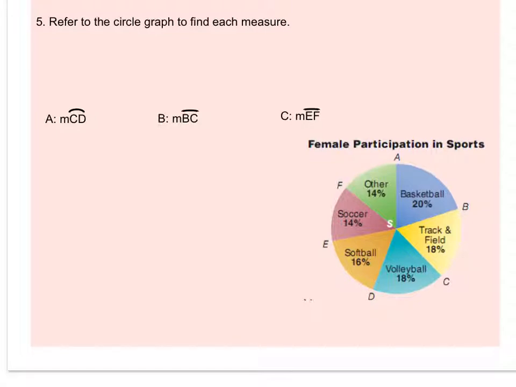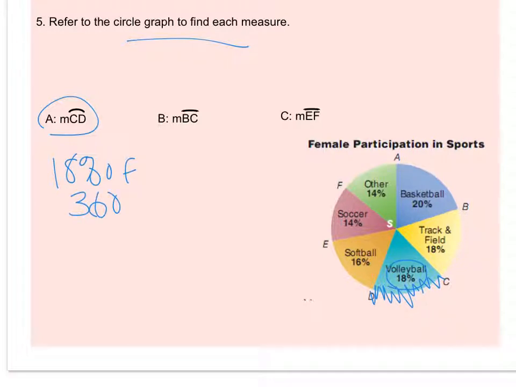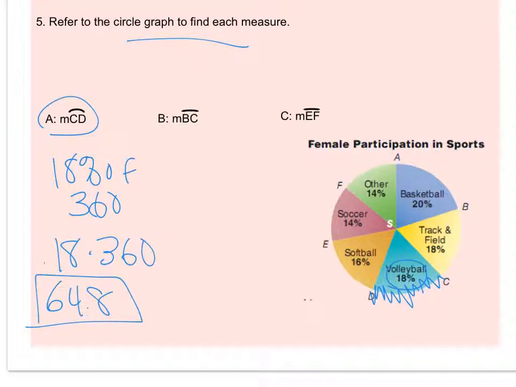So let's look at the graph here to find each measure. If arc CD, so that's this arc right here, well, let's look at what I've got. I've got 18%. So what I want to do is figure out what is 18% of 360. So I'm going to take 0.18 times 360 to figure out my answer, which is 64.8. All this stems from the idea that a circle has to add up to 360 degrees. BC is also 18%, so that's going to be the same answer, 64.8.